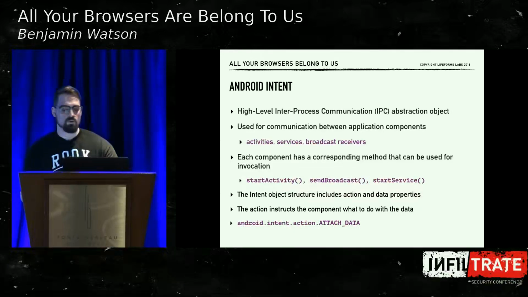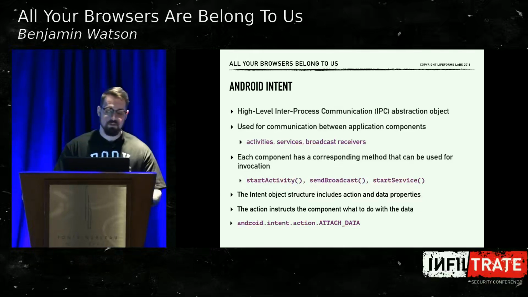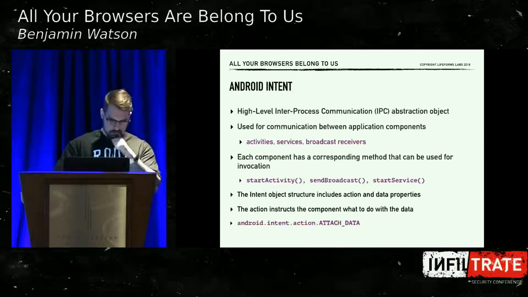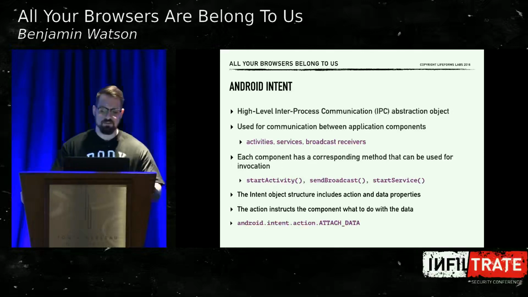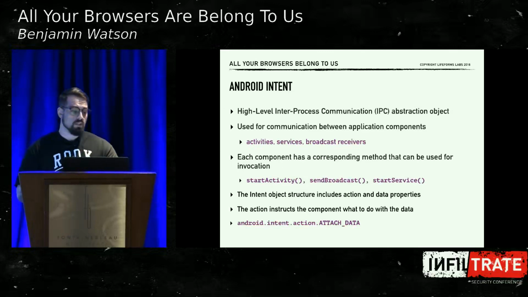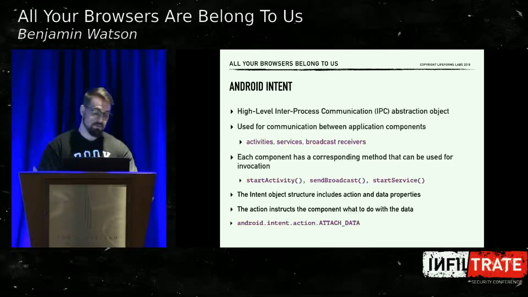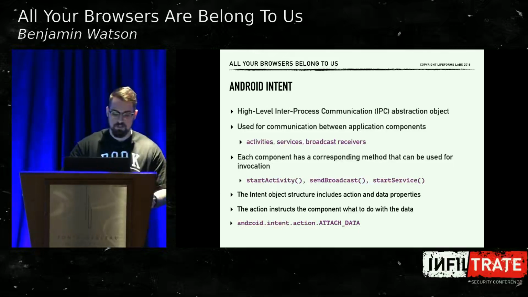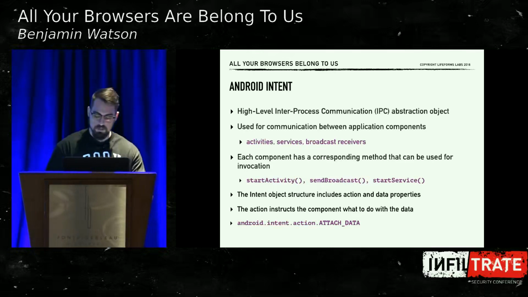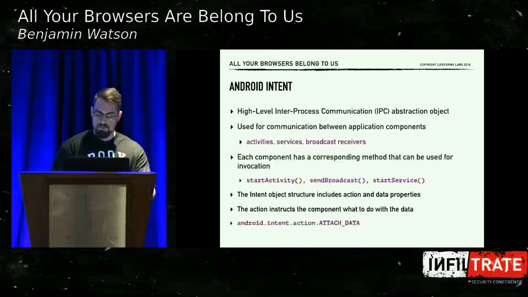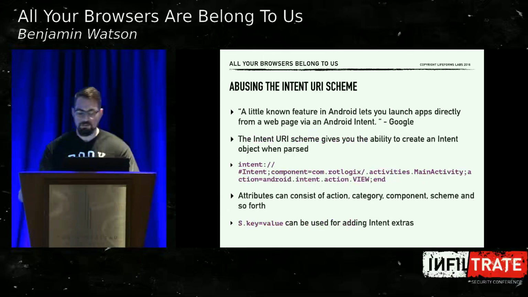So each component has a corresponding method that can be used for invocation. You have start activity for activities, send broadcast for broadcast receivers, and then start service for services. The intent object structure includes two important properties, the action and the data property. The action instructs the receiving component, in this case an activity, to do something with that data. Here is a good example of an intent action, and this is what we'll be covering about how to abuse in this particular vulnerability class.